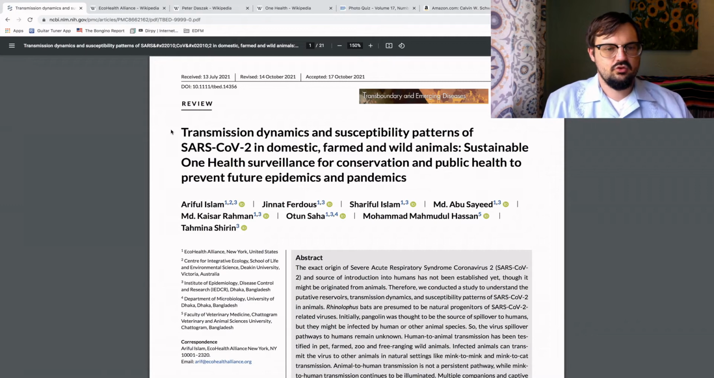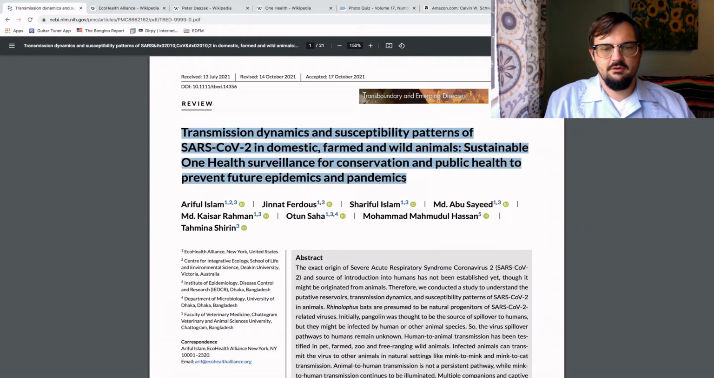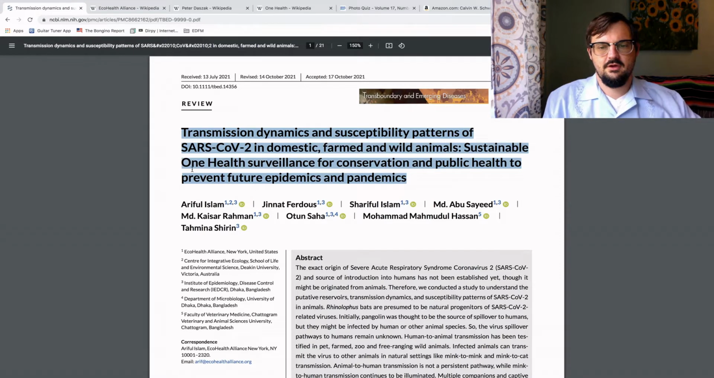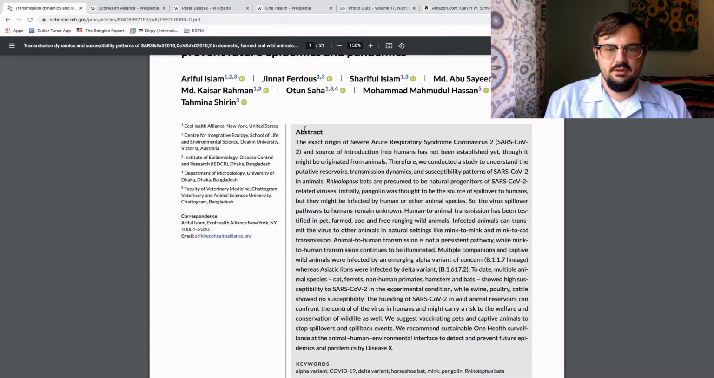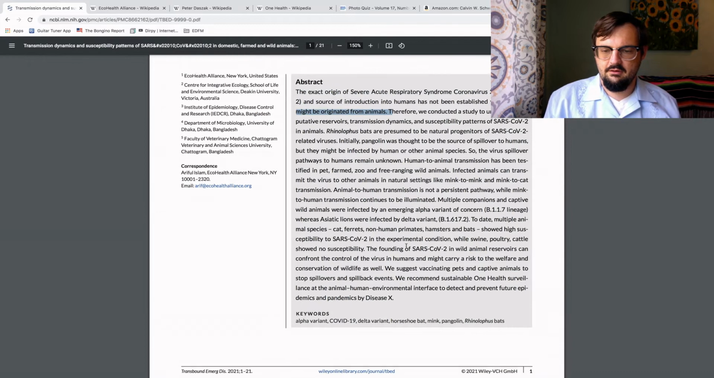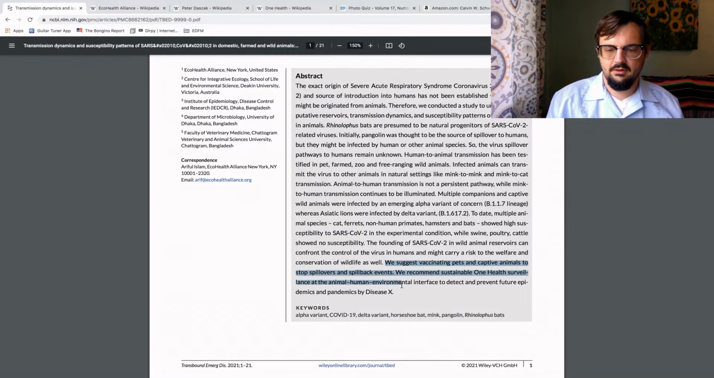It's called Transmission Dynamics and Susceptibility Patterns of SARS-CoV-2 in Domestic, Farmed, and Wild Animals, Sustainable One Health Surveillance for Conservation and Public Health to Prevent Future Epidemics and Pandemics. So the abstract, this is where they summarize the whole paper. They're saying we don't know where the virus comes from, so it might have originated from animals, and some more stuff is going to happen, and at the very end they're going to state their conclusions from this whole paper.